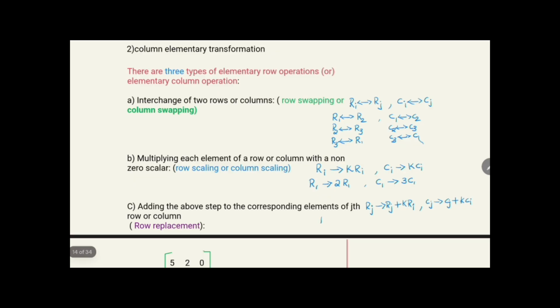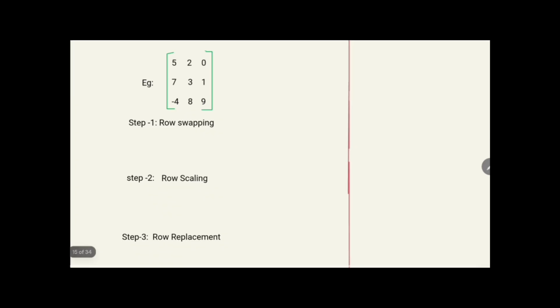For example, if I tell you R2 implies R2 plus the scalar multiple from the above step, say we have taken 2R1, now add this 2R1 to R2. Now coming to the column, C2 implies C2 plus the scalar multiple from the above step, which is 3C1. Now add this 3C1 here. So there will be a change in the second row elements and the second column elements. So these are the three steps of elementary operations. Now I will explain all these three steps with an example.